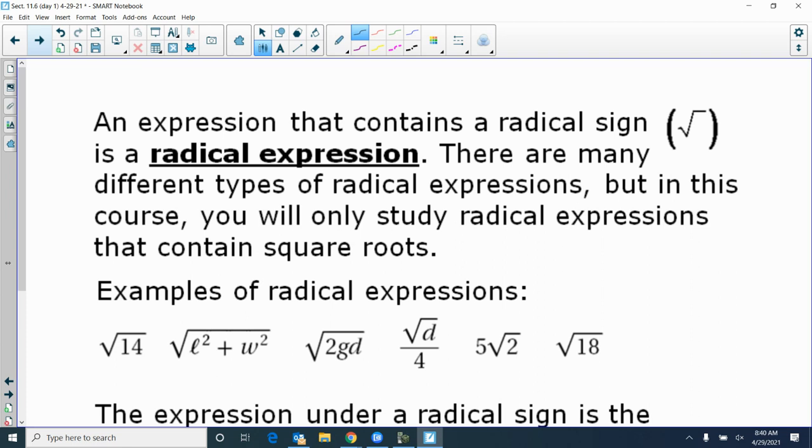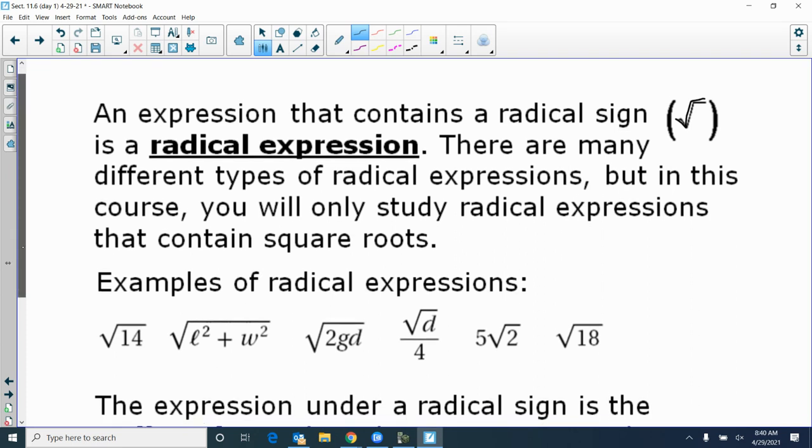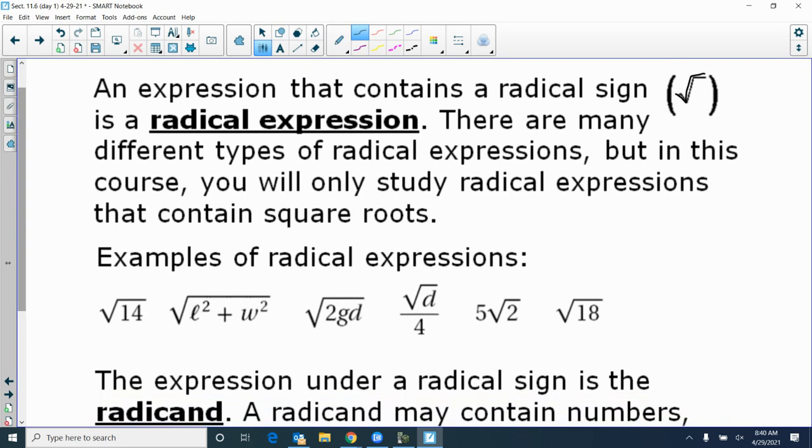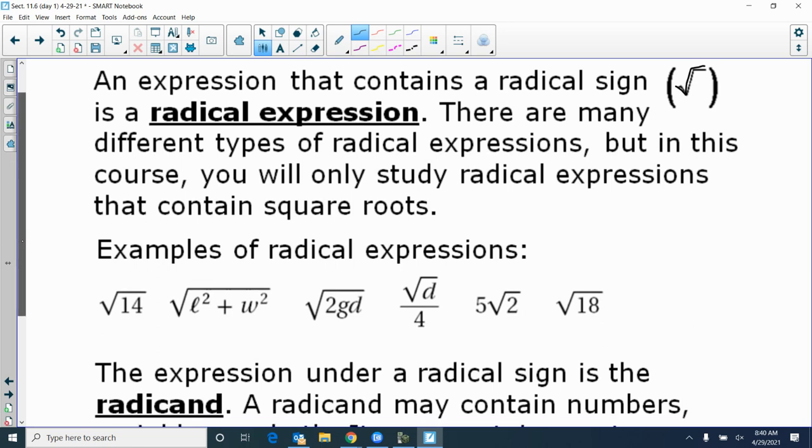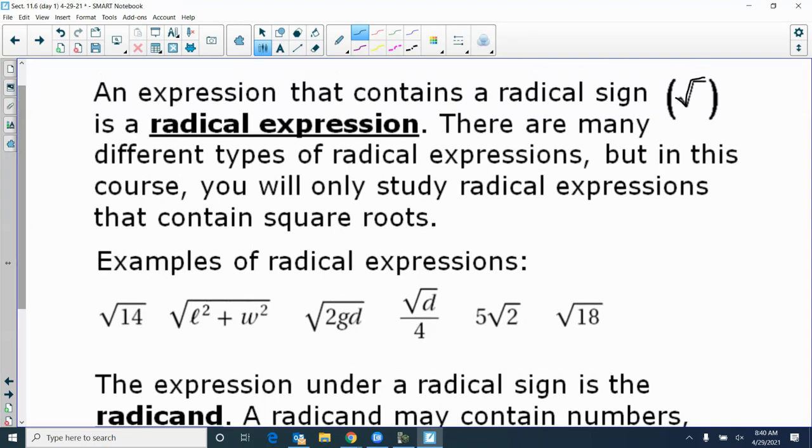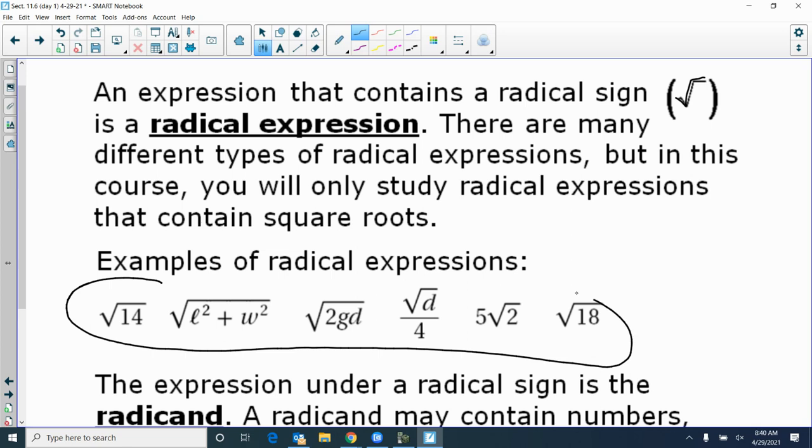Okay, so an expression that contains a radical sign. We might call this a square root sign, but to me it's a little bit easier to call it a radical. We call it a radical expression. A lot of times, guys, we do a lot of different things with radicals. They look different from one problem to the next. So we're going to talk about the rules of how to simplify these. They could look like anything here. These are all radical expressions.